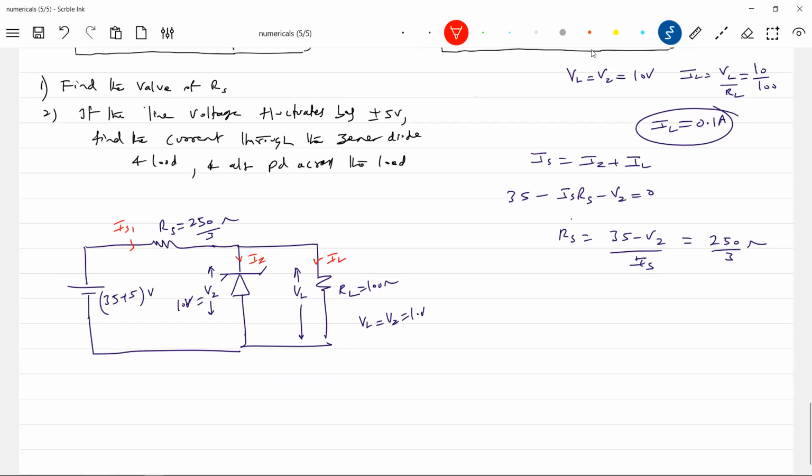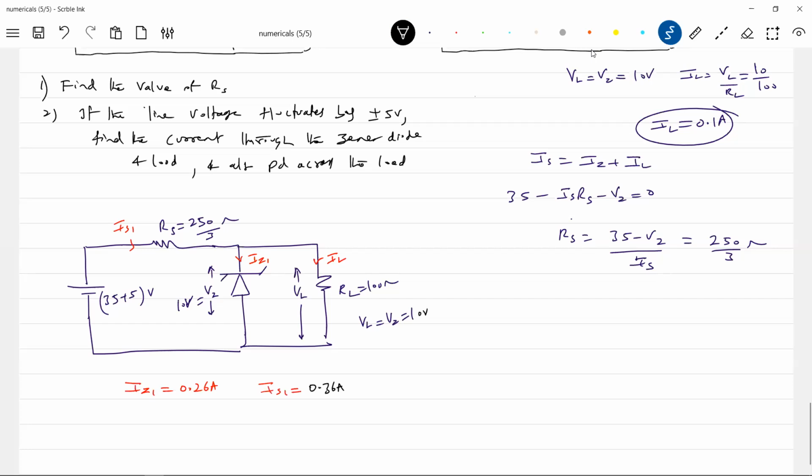IS1, we'll call this as IZ1. IZ is 0.26 ampere. For this case, it is 0.26, let it be. I will write it, IS1 is 0.36.